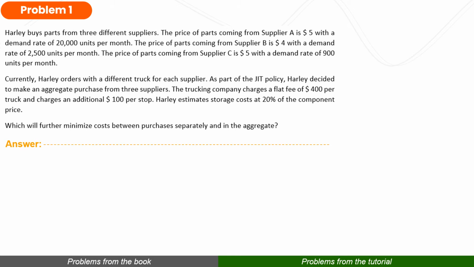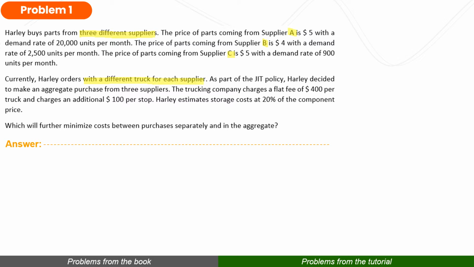Then we move to the problem from the tutorial. From problem 1, you can see the documents or the Microsoft Word at the Google Classroom. So there is a company named Harley. It buys the parts from 3 different suppliers, that is A, B, and C. Each supplier has its own price and demand rate. And currently, Harley orders with a different truck for each supplier.